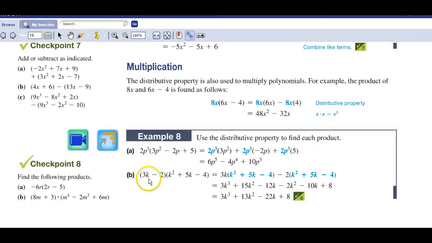Now here's another case where it's a binomial multiplied by a trinomial. So again, this 3k by each of these and the negative 2 by each of these, and they're showing it to you horizontally. Again, I would suggest we set this up vertically.